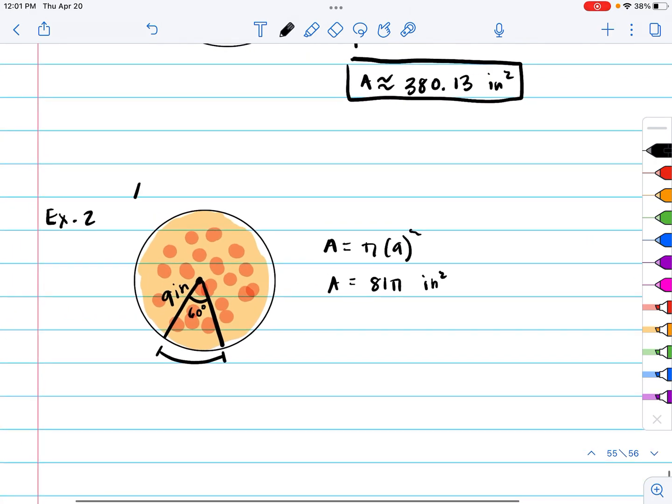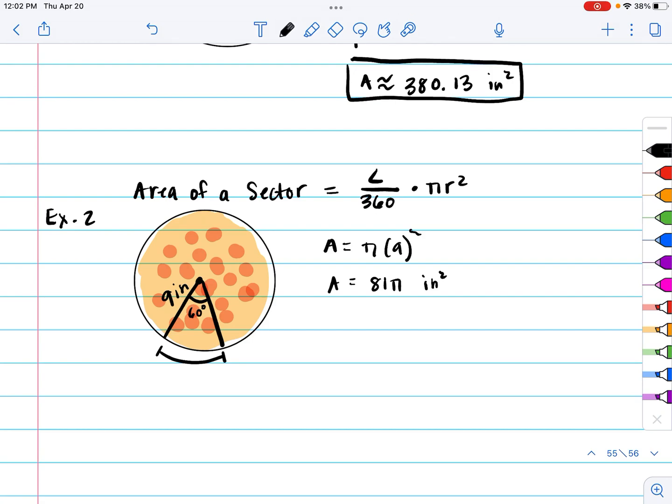The way we solve for this is, let's title this area of a sector. The area of a sector is equal to the angle over 360 degrees times the area of a circle, pi r squared. And hopefully this makes sense, because when we're thinking about half of a pizza, that is 180 degrees. And 180 degrees over 360 is equal to 1/2.